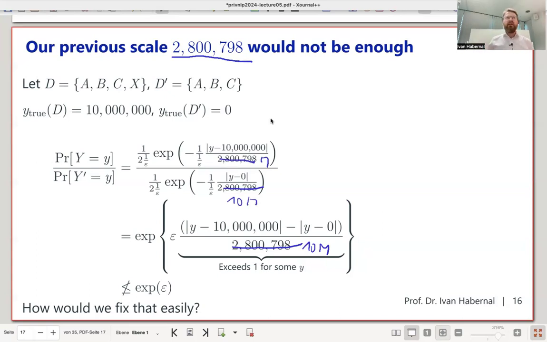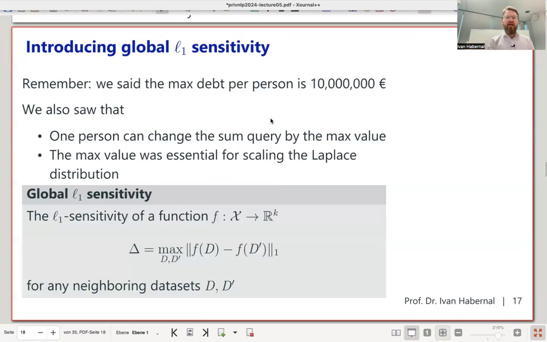And now we should finally formalize this notion of worst case differences. And this is the global L1 sensitivity. We said that the max debt per person is 10 million. We saw that one person can change the sum query by the max value, and the max value was essential for scaling the Laplace distribution. So this is important. This is why we define global L1 sensitivity. I'll explain L1 in a second.